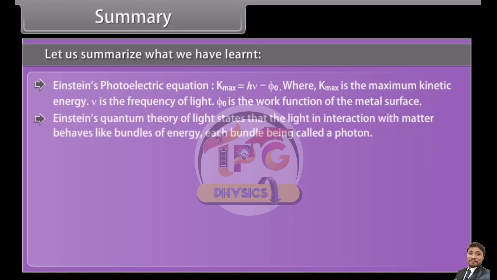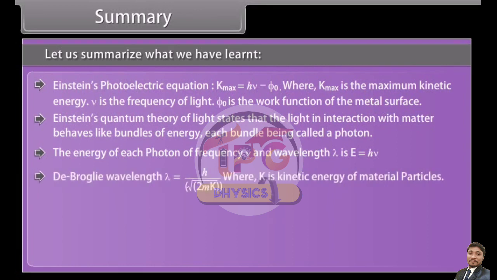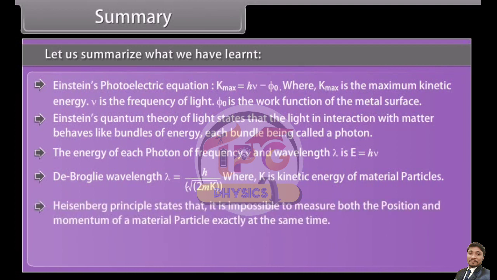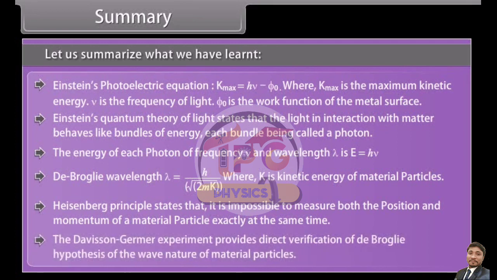Einstein's quantum theory of light states that light in interaction with matter behaves like bundles of energy, each bundle being called a photon. The energy of each photon of frequency nu and wavelength lambda is E = h nu. The de Broglie wavelength lambda = h/square root of 2mK, where K is the kinetic energy of material particles. The Heisenberg principle states that it is impossible to measure both the position and momentum of a material particle exactly at the same time. The Davisson-Germer experiment provides direct verification of the de Broglie hypothesis of the wave nature of material particles.